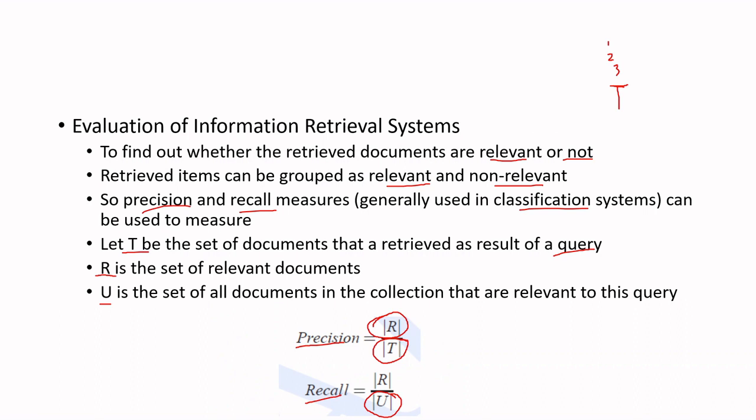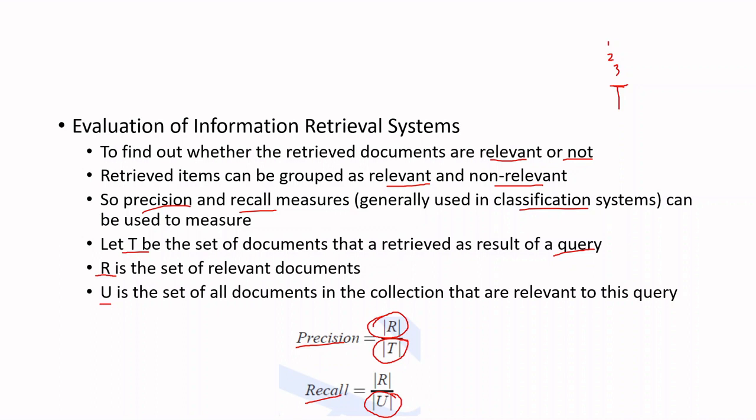Okay, so this so far it is okay, but the problem is these two measures are generic machine learning or classification system based measures, and here we are only looking at how many have been retrieved. We are not looking at what is a sort of ranking. We are not looking at the rank at all.